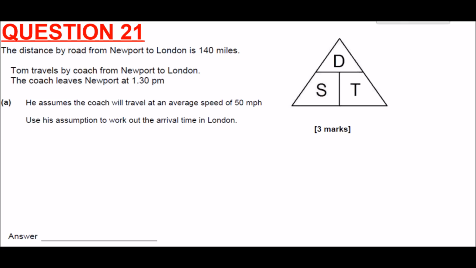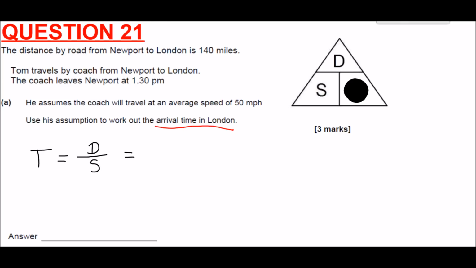So what we're wanting to work out here is the arrival time in London. So I think what I'm going to work out is the time. The way we use this triangle is we cover up the thing we want to work out. So cover up time, and whatever's left in the configuration it's written in tells us what to do. So here we've got D on top and S on the bottom. Now in maths, what has a top and a bottom is a fraction, because D is at the top of the triangle and S is at the bottom.